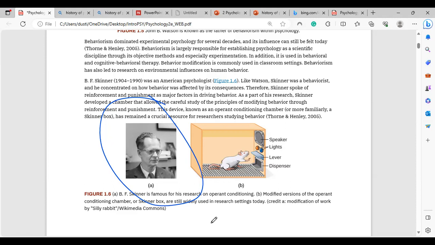But then we go from the 1920s, the 1930s, the 1940s. We now look at the 1950s, and behaviorism and psychoanalytic theory had now become the most influential schools of thought in psychology.